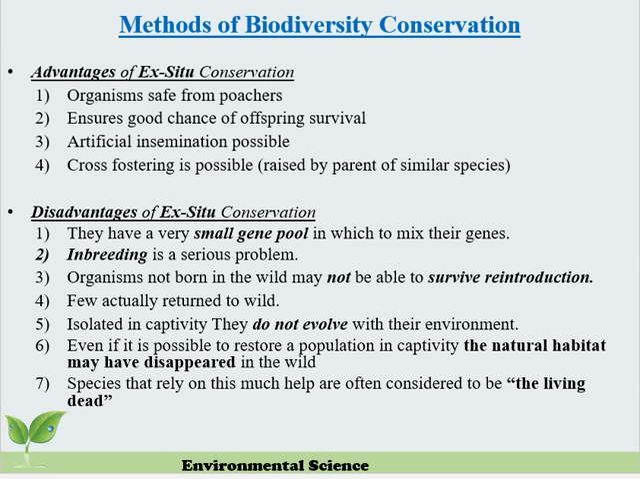Number six, even if it's possible to restore a population in captivity, the natural habitat may have disappeared. If we talk about habitat loss and loss of biodiversity, a lot of times obviously those go together. If you have endangered species, one of the big reasons they're endangered is because their habitat is gone. So even though you may be able to get some of the last remaining organisms, there may be nowhere to release them to. Number seven talks about species that rely on this much help often being considered the living dead.